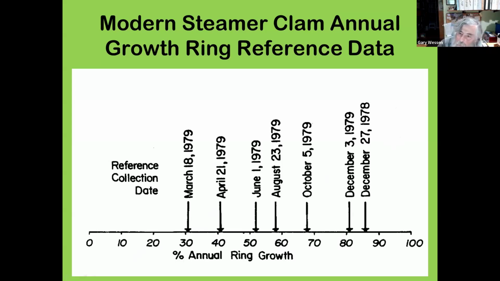And so this is the graph that I actually got. 0 and 100%, because it's a full year of the same thing. That's that midwinter cold period. And these are the dates I got. On March 18th, I was just over 30%. April 21st, I'm just over 40. June 1st, a little over 50, all the way up to December.